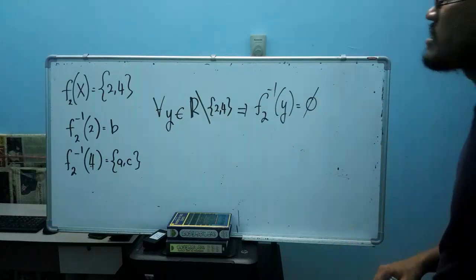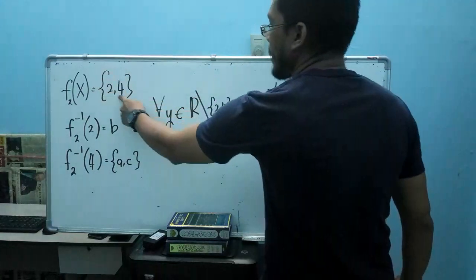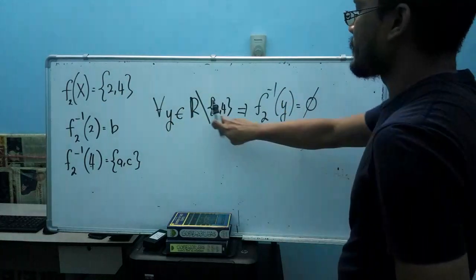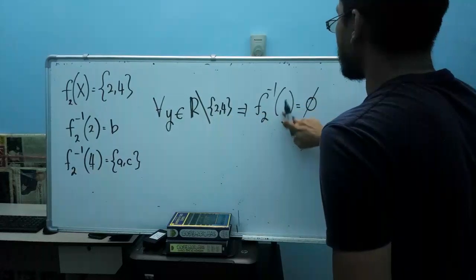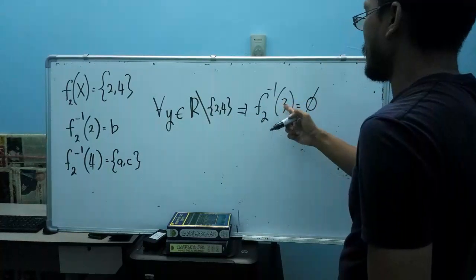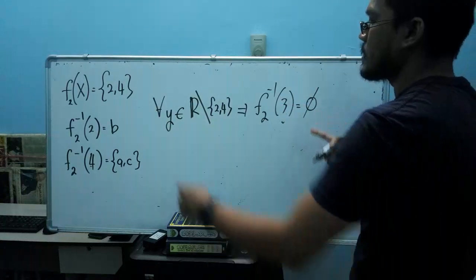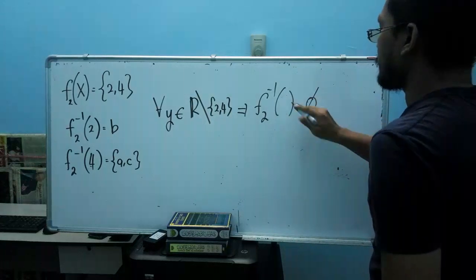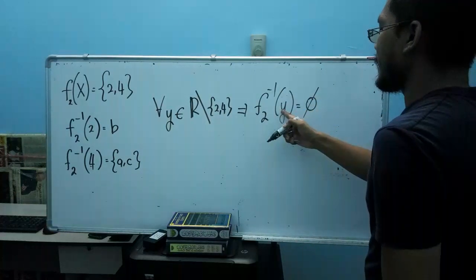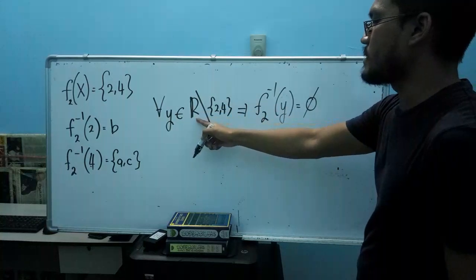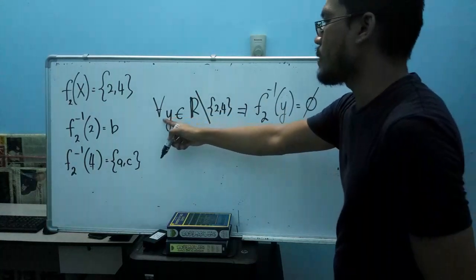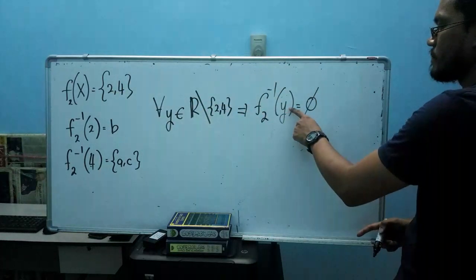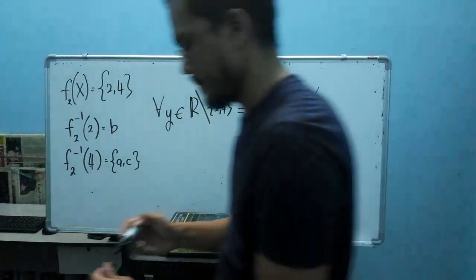Because your function here doesn't take any value other than 2 and 4. For example, if I take y equal to 3, of course the pre-image or inverse of 3 here is the empty set, because our function f2 only takes 2 and 4. So if I consider y taken from this set, my y will not equal 2, and y also will not equal 4. Then if I find the inverse of this y, it should be the empty set.